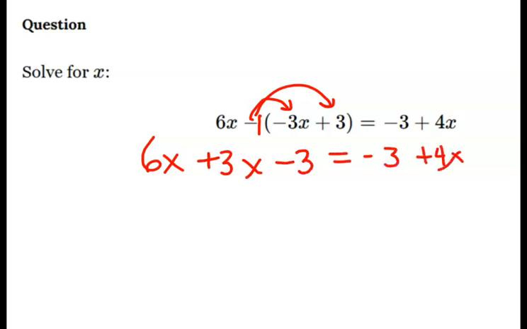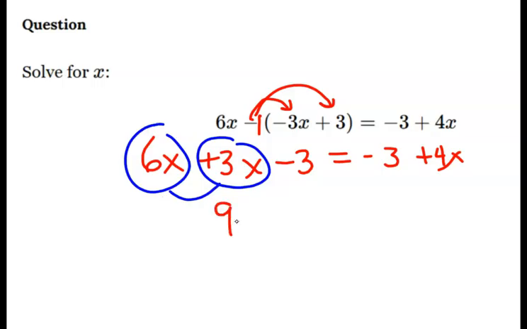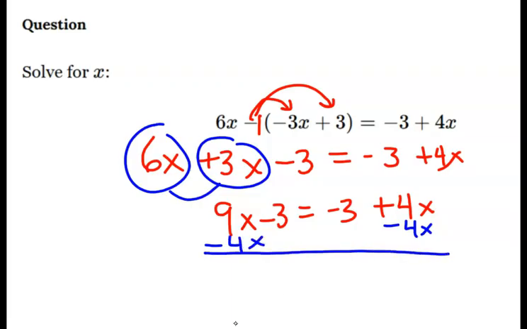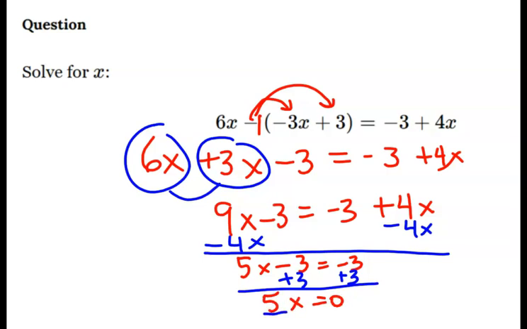Combine like terms on the left side by performing the operation that you see between them. So 6x plus 3x makes 9x. And now I need to move x's from one side to the other so that I can combine them. I'm going to use an inverse operation in order to do that, giving me 5x minus 3 equals -3. I'm going to add 3 to both sides, giving me 5x equals 0, and dividing both sides by 5, x is equal to 0, and yes, that is a possible solution.